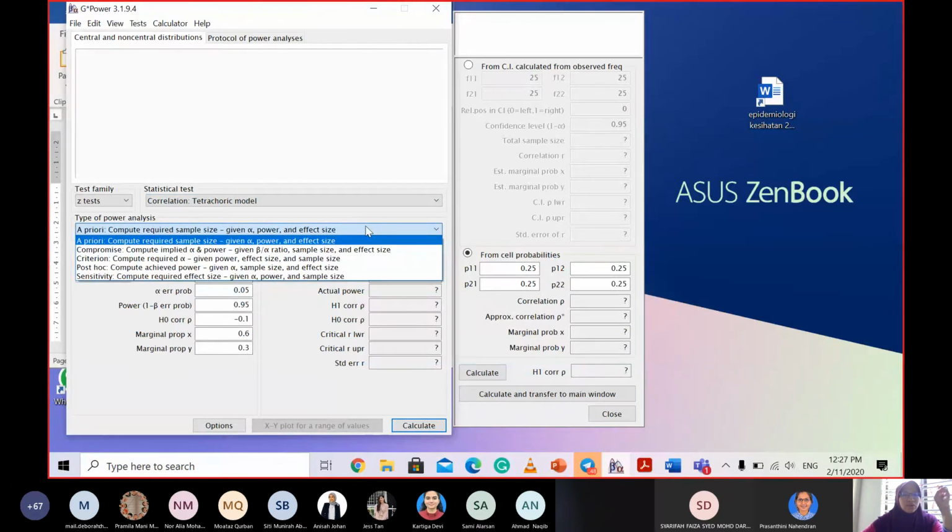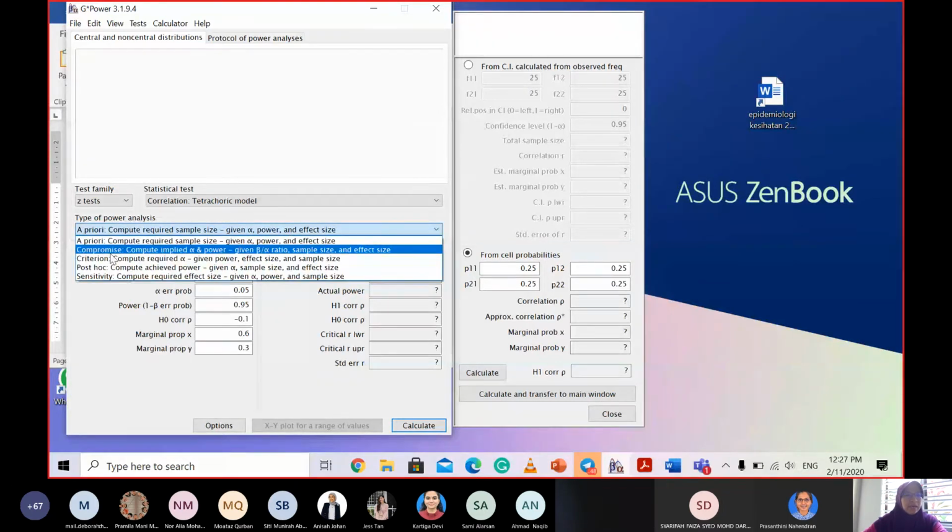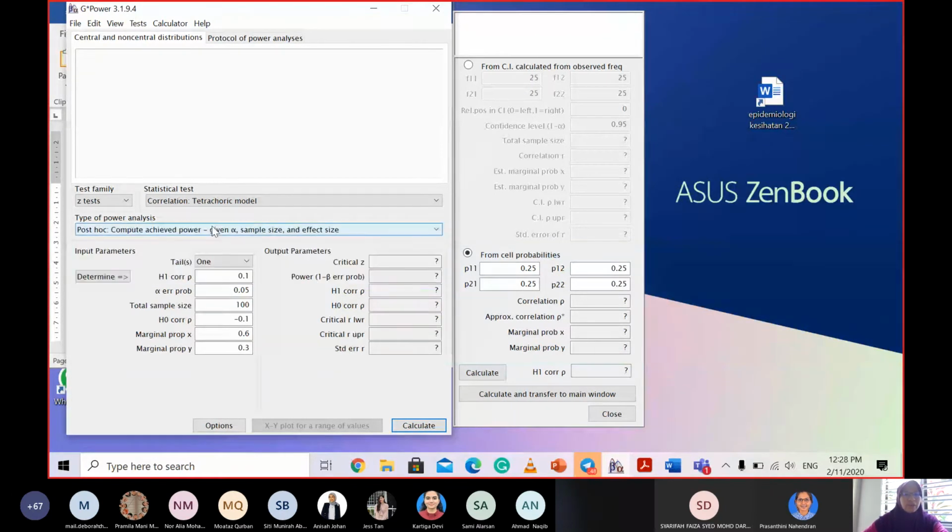Okay, as in your proposal, of course, a priori: compute required sample size. You want to calculate sample size. But after that, you want to calculate alpha and power. This one, post hoc: compute achieved power, is after your research is done. You want to calculate your power from here. Okay, right. So I want to start with one example.